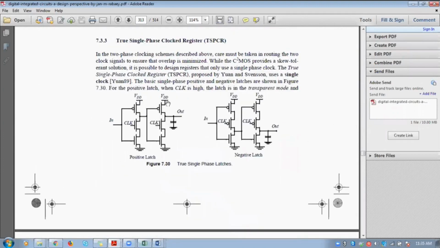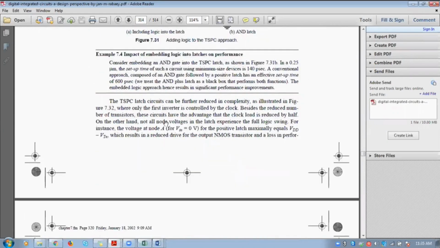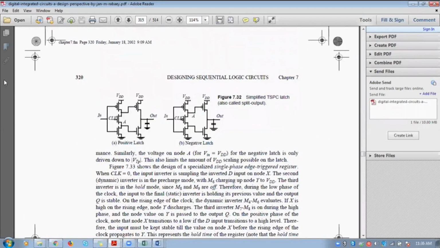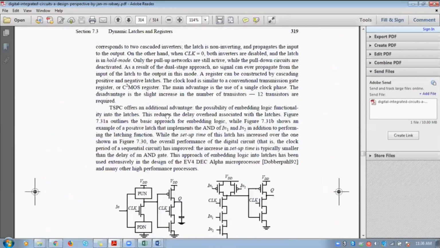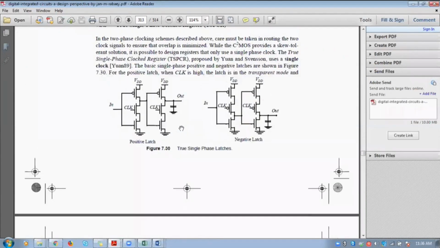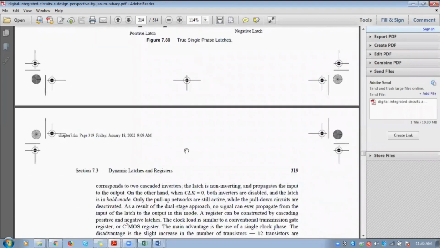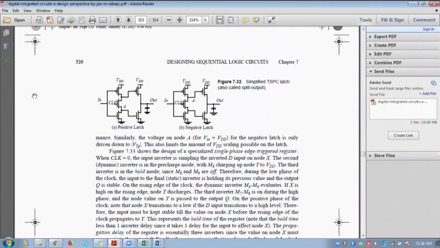And we are going for some modifications in the true single phase clock register. So the circuit will look like this. This is the simplified true single phase latch. Here one extra transistor is eliminated. So this second stage transistor can be eliminated. This input you can also connect here. You can remove this clock and connect this particular one. This is the modification they have done.